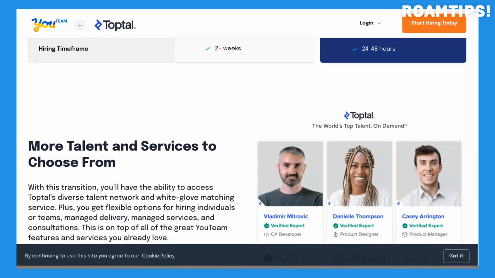Navigating the platform itself is remarkably user-friendly. The interface is intuitive and well-designed, allowing for easy browsing of developer profiles. You can quickly filter by specific skills, experience levels, and even preferred project rates. This granular control empowers you to pinpoint developers who align precisely with your project requirements.